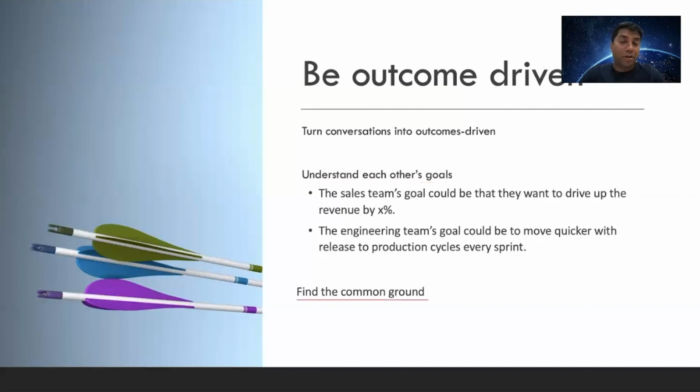And finally, find that common ground. All we have seen and all the things that we just discussed are about finding that common ground. What is important to me? What is important to you? How do we find that common ground, and how do we work with each other to deliver those features?